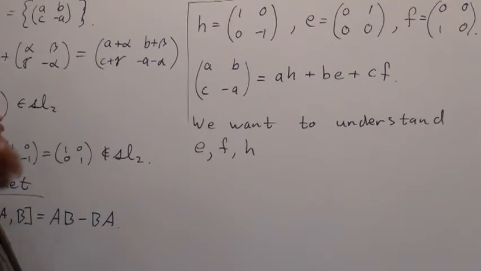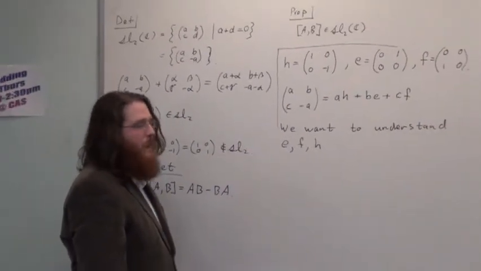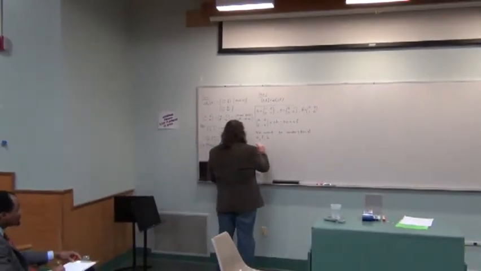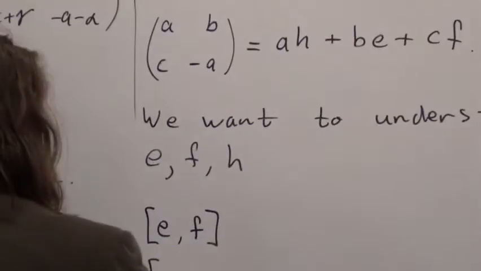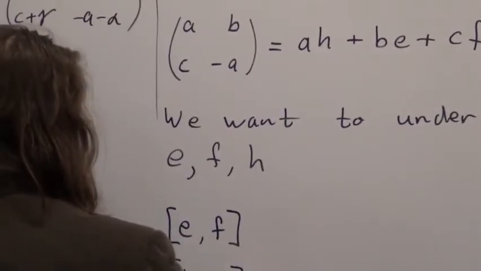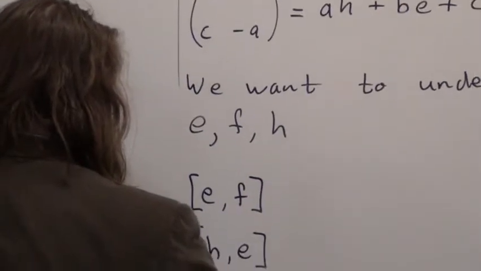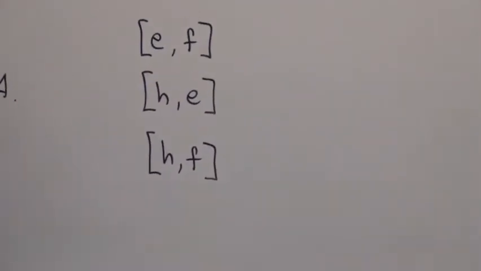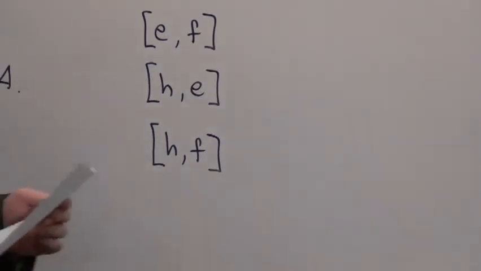Well, we see how to add them. They add very easily. We just add coordinate-wise. What about their brackets? So what happens with the brackets? Well, this is direct computation. I'll do one of them, but then the rest of them I'll just write out the answers.